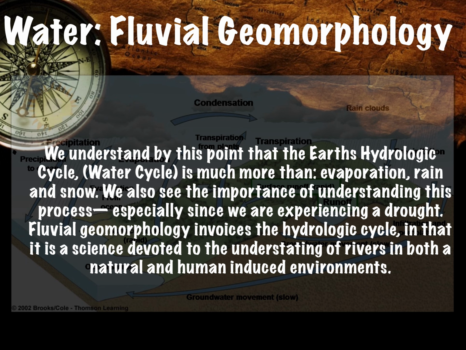Moving into our next process, we'll talk about water, or fluvial geomorphology. So we understand by this point that the Earth's hydrologic cycle is much more than evaporation, rain, and snow. We understand the importance of this process, especially since we're experiencing drought in certain areas of the world. Fluvial geomorphology, as a science, is devoted to the understanding of rivers, both in a natural and human-induced environment. So we look at more than just your traditional evaporation turning into rain and coming back down. We want to look at how these rivers are formed, the depositional material, and also the erosional landscape.